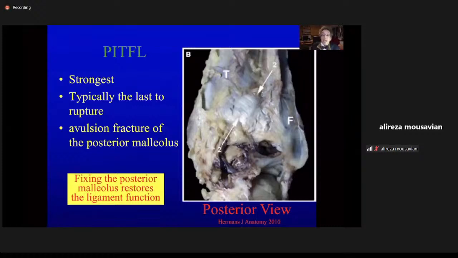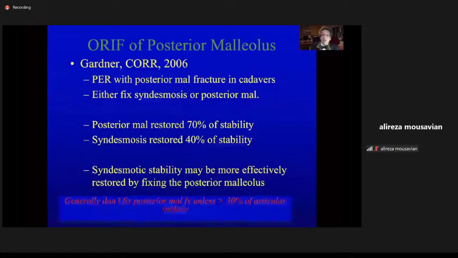If you could fix it in the face of a syndesmotic injury, you may be able to have a nice outcome without having to rebuild the ligaments themselves. So fixing the bone will help you maintain or reestablish syndesmotic stability. There have been studies looking at that. And the posterior malleolus, when it was fixed, restored 70% of the stability.